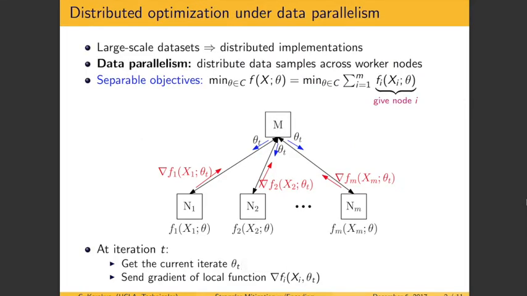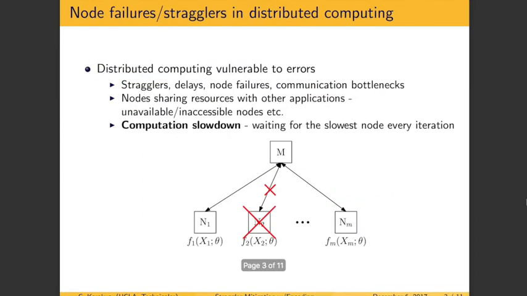Many learning algorithms can be implemented through distributed optimization. Under the data parallelism paradigm, the idea is to distribute the data samples across a set of worker nodes and have them receive the current iterate for their parameters, evaluate the gradient on their data partition, and send this back to the parameter server. Unlike centralized computing, distributed computing systems are vulnerable to issues such as network delays and straggler nodes. This slows down the overall computation since the system needs to wait for the slowest nodes in every iteration.